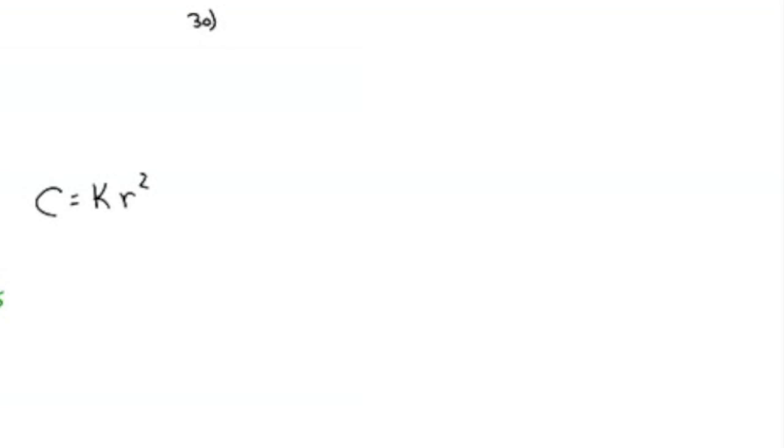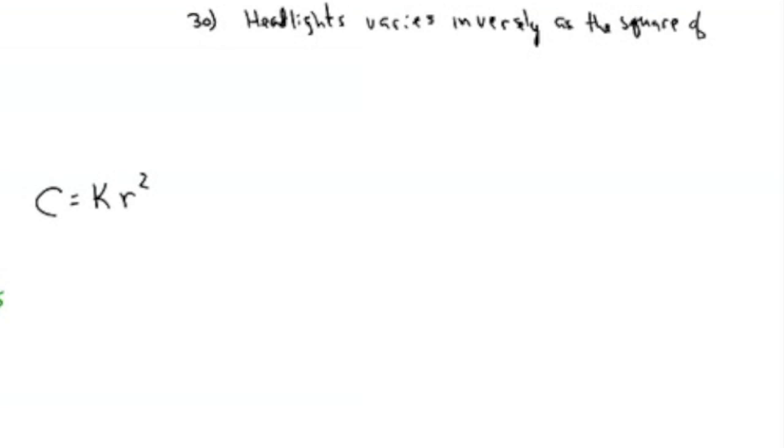The illumination provided by a car's headlights varies inversely. Since I have the word here, I might as well spell it right. Inversely. As the square of the distance from the headlight.